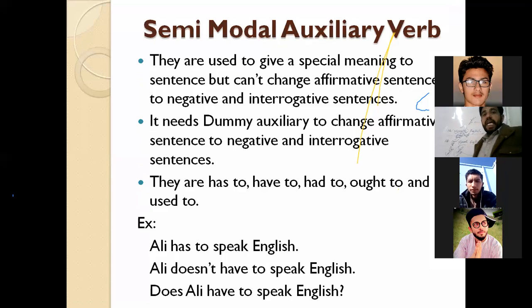They are used to give a special meaning to a sentence but cannot change affirmative sentence to negative and interrogative sentence. Modal auxiliary has two qualities. The first quality is that it can change or create a new meaning in a sentence. And the second function of the modal auxiliary is that it can change affirmative sentence to negative and interrogative without any other helping verb.